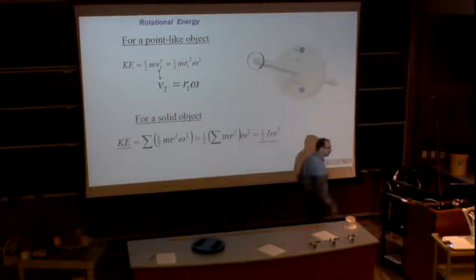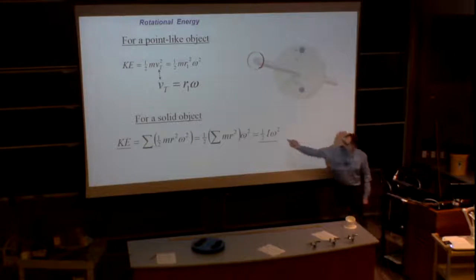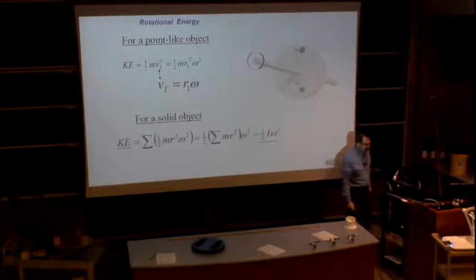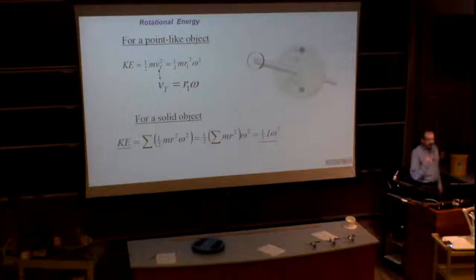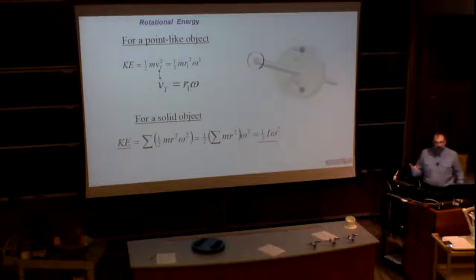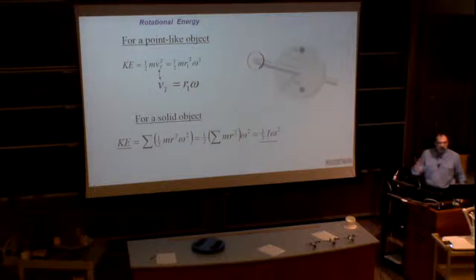So if we make a transition from linear variables to angular variables, we get a very simple, convenient equation for calculating the kinetic energy of a spinning solid object, very similar to mv squared, but instead of mass, we use rotational inertia, and instead of speed, we use angular velocity.